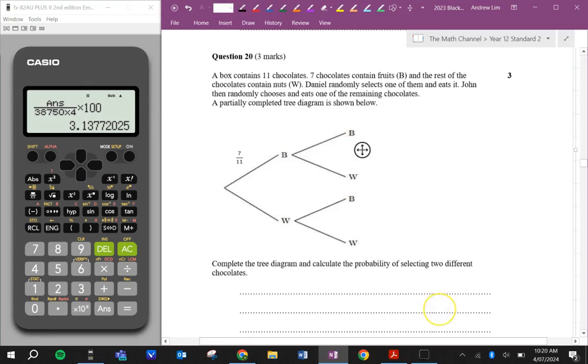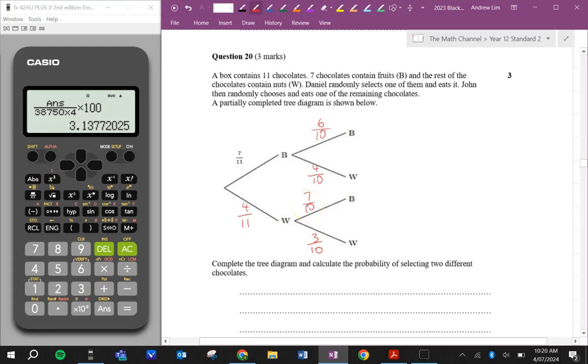So, if 7 out of 11 contain fruits, then 4 out of 11 contain nuts. Now, if you've eaten one of the 7, that leaves only 6 out of 10 left. Or there are still 4 with nuts out of 10. But if the first person ate one with nuts, then there's only 3 out of 10 left with nuts. And there's still 7 out of 10 that contain fruits.